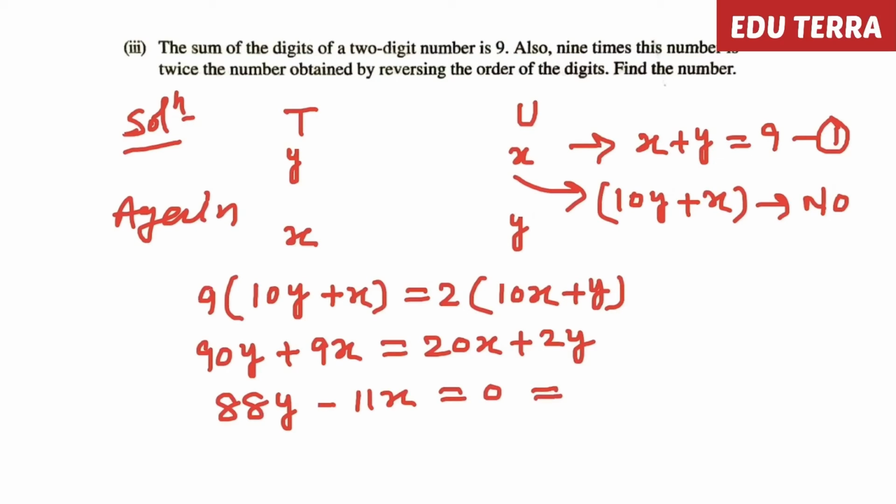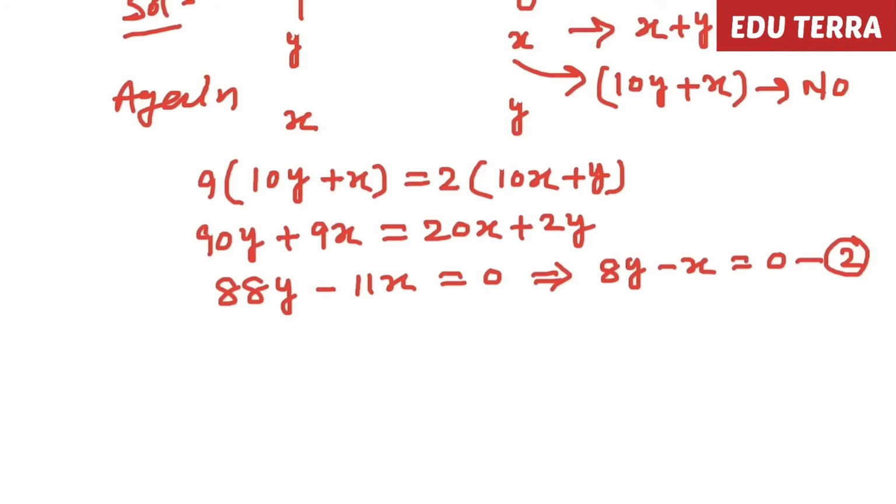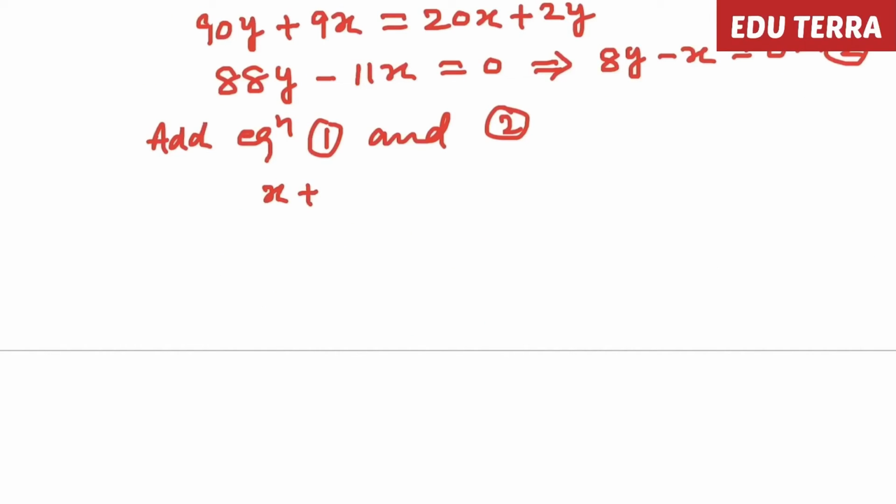So this implies that we divide the whole equation by 11. So it is equation number 2. So solve by the elimination method. Add equation 1 and 2, because in equation 1 x is positive and in equation 2 x is negative. Just add. This implies that, see, x plus y equals 9 and minus x plus 8y equals 0.